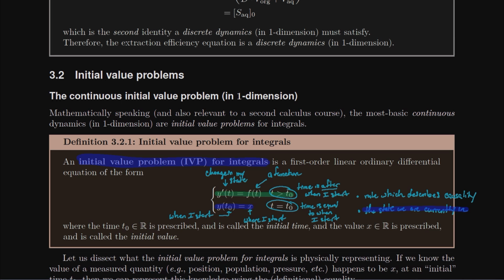This is how the initial value problem for integrals is phrased. It's also known as a first order linear ordinary differential equation. So I've got all those fancy words in there for you. If you're ever curious as to what people mean when they throw around that word differential equation, that's what we've got here. But really we should think about it as a set of two equations which describe when I start, where I start, as well as the change in my state being equal to some function. And that change only applies after when I start, right? It's going to describe how I change in the future.